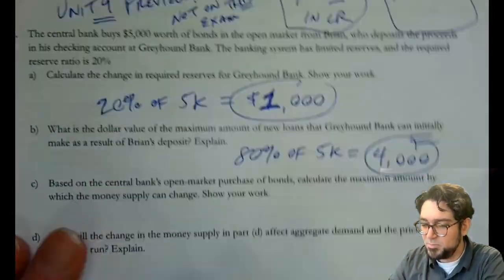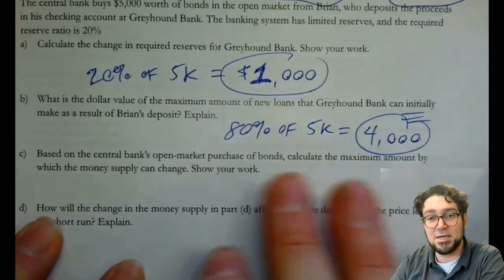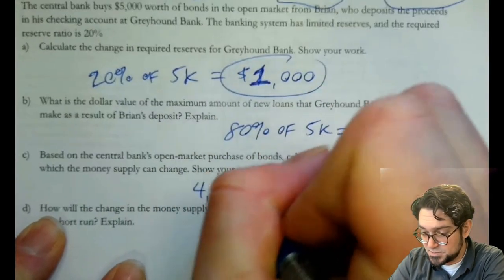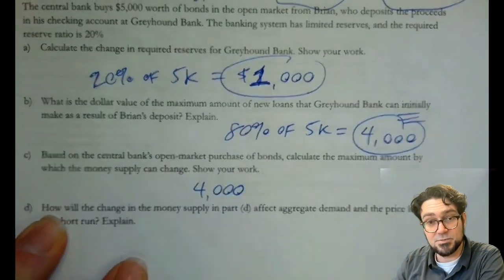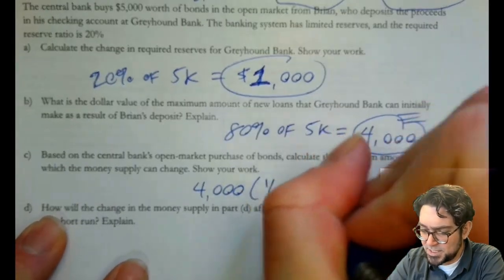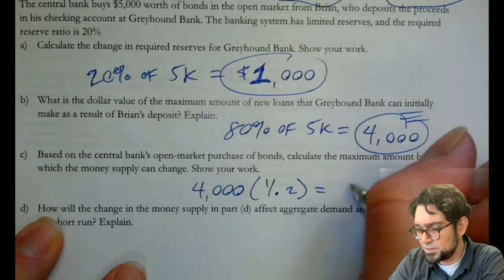Right? Based on the central bank's open market purchase of bonds, calculate the maximum amount the money supply could change. Well, the $4,000, right, is here. And we'd say that. But we know that the money multiplier is 1 over 0.2, so 20,000.